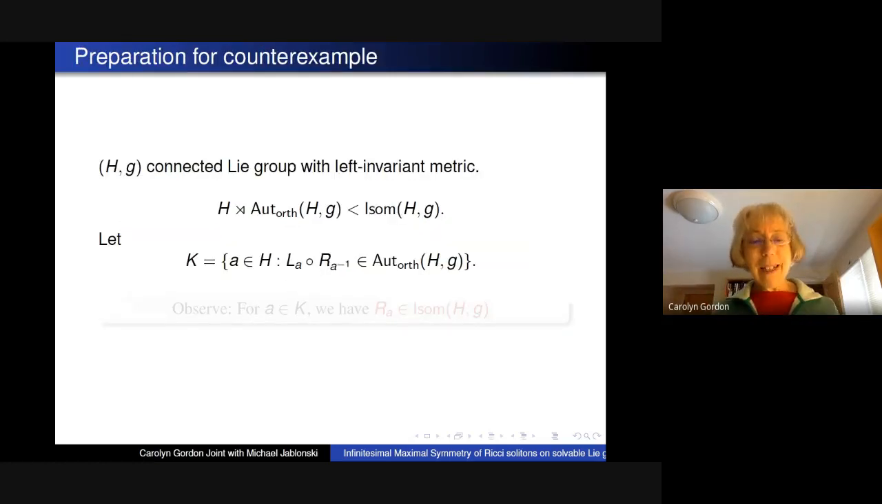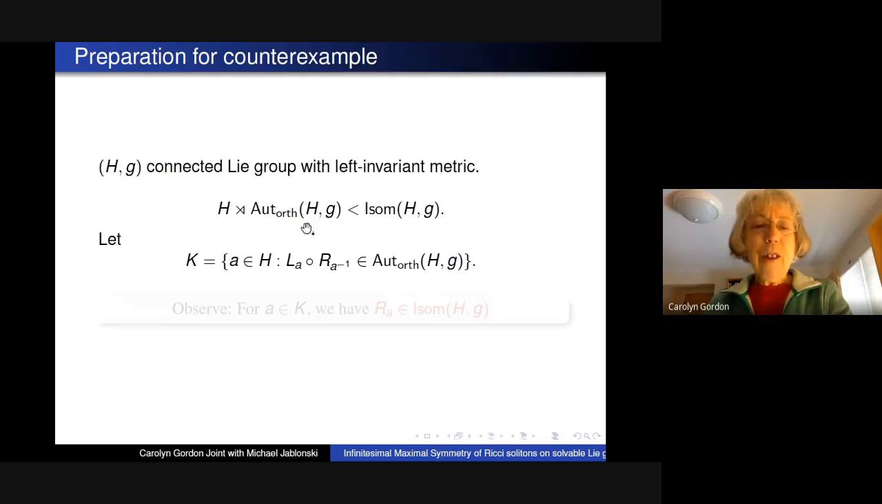Okay, I want to give a counterexample showing that left invariant Ricci solitons are not always maximally symmetric. I need a little preparation first. So let H be a connected Lie group and let G be a left invariant metric on H. Then, as we've seen, the semi-direct product of H with the orthogonal automorphisms acts by isometries.